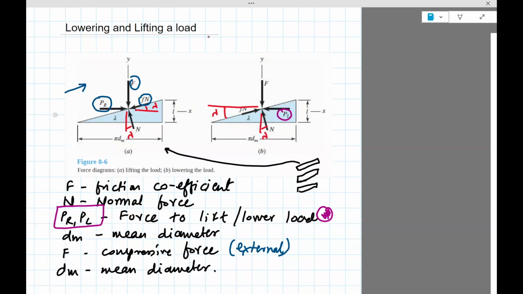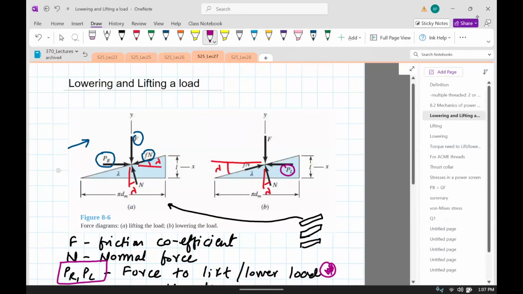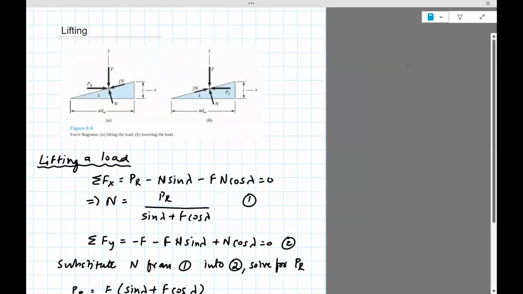You take that free body diagram in the X and Y direction. So that's what I did. So derivation is not very important here. I'm not going to tell you to derive, but you need to know the final result, which is if you take the summation of forces in the X direction, so the X direction happens to be in this way. So you can see PR is along the X-axis, and then you resolve the normal and friction force.